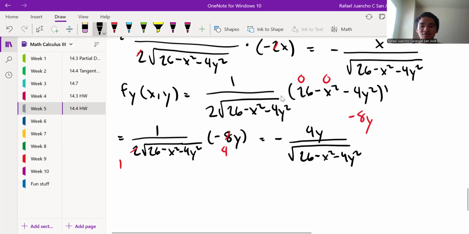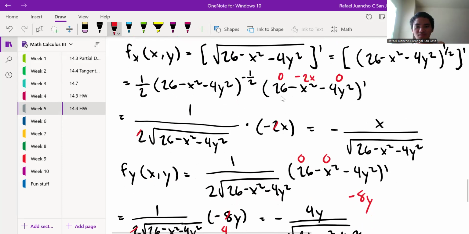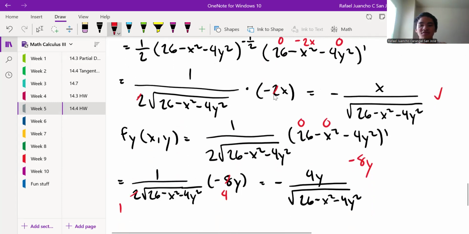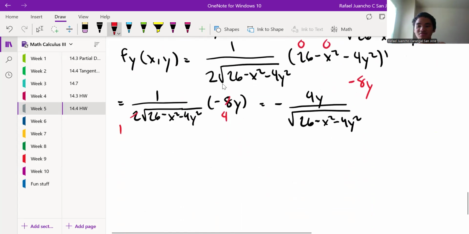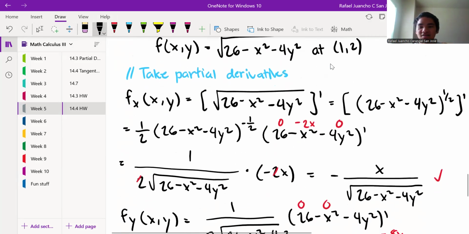And that's my f sub y, right? It's a lot of messy computation because of this long expression. But yeah, that's the idea. I'm just trying to make it a bit more organized. Now let's find it at these points.